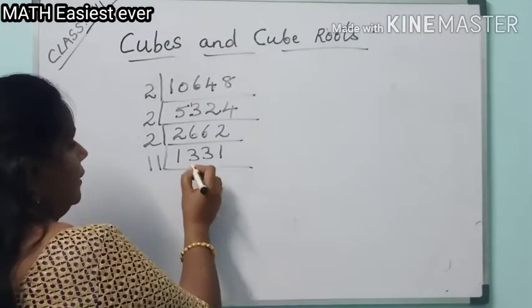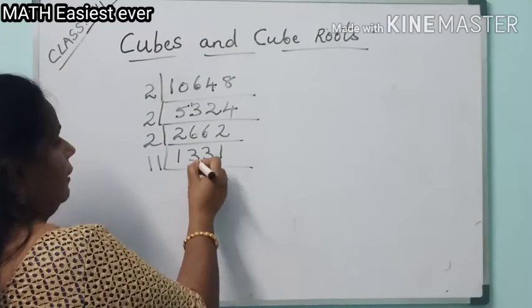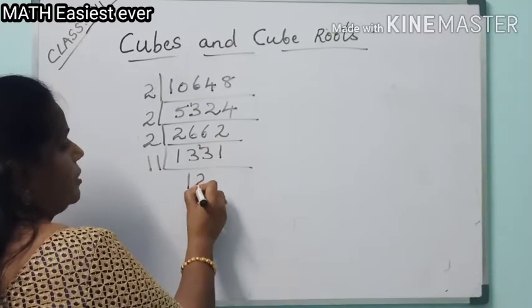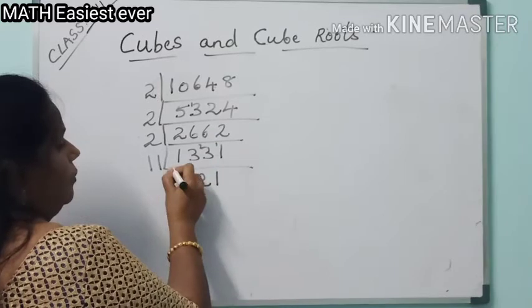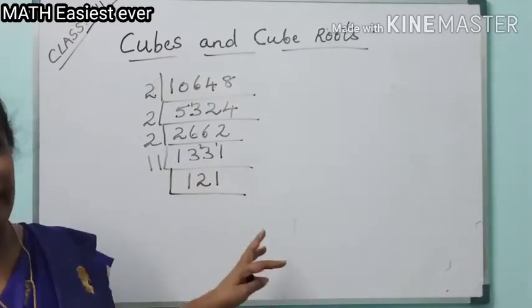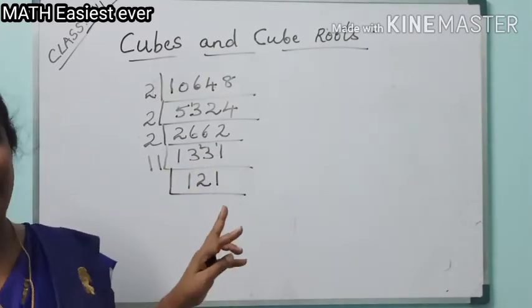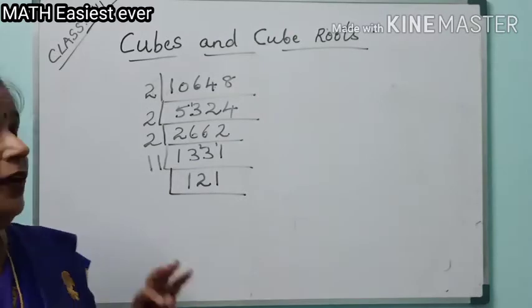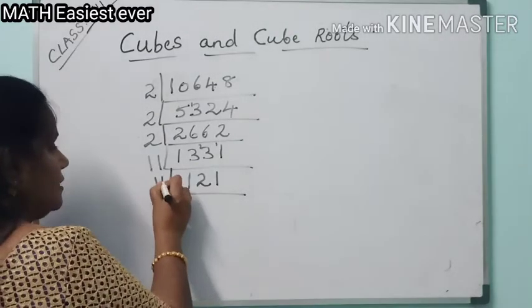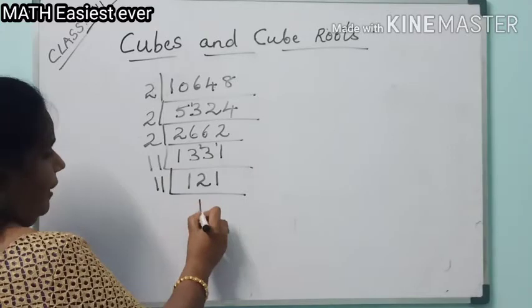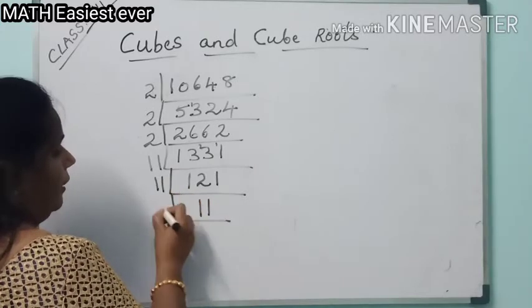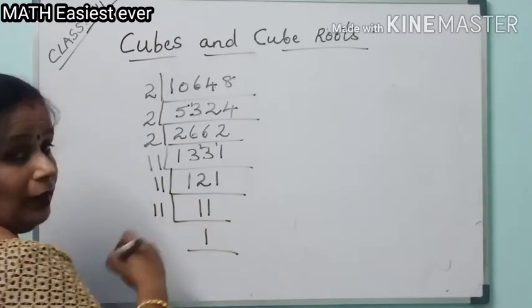So take this 13 and divide it by 11. 11 ones are 11. The remainder is 2. 11 twos are 22. Remainder is 1. So the number is 121. 1331 is divisible by 11 and you get 121. 121 again is divisible by 11. So it's 11 again. 11 11s are 121, and you get 1.